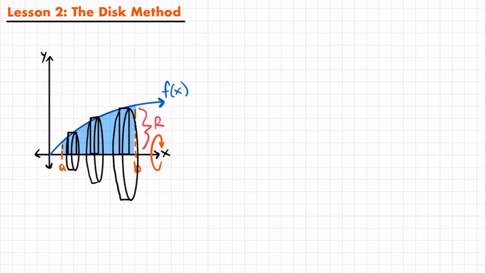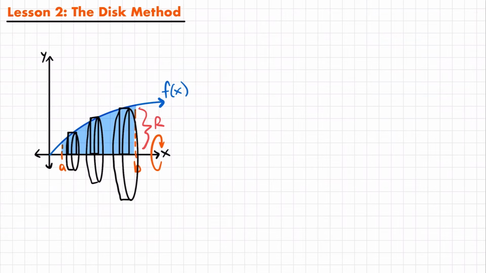And so we could continue to draw more and more of these thin disks to make up this entire three-dimensional solid that would be formed by revolving this region around the x-axis. If we want to calculate the volume of that three-dimensional solid, or that solid of revolution, we just have to add up the volume of all these small disks that would make up that solid.